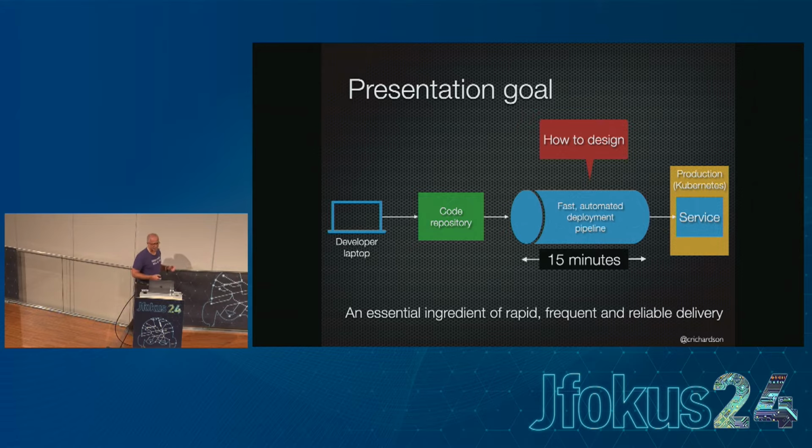The big idea is this deployment pipeline should be fast and automated, because that really is an essential ingredient of rapid, frequent, and reliable delivery of software. So if you go back to the success triangle, it's all about teams practicing DevOps, which includes continuous delivery, and there's a stream of small changes flowing from their laptops into production through this very fast deployment pipeline. I'm just going to talk about one possible way of designing a deployment pipeline. There's lots of technology options.